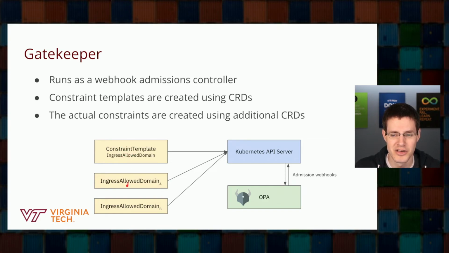Okay, so then I can actually create these ingress allowed domain objects and kind of put additional parameters on them to say, okay, this namespace is allowed to use these domains, etc. And we'll see examples of this here in just a minute. So if you're still a little confused, don't worry. But then it's these inputs that go into OPA and are validated whenever objects are being created, updated, etc.